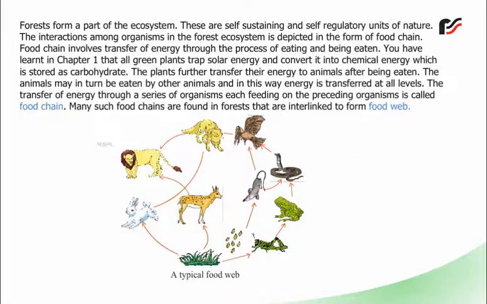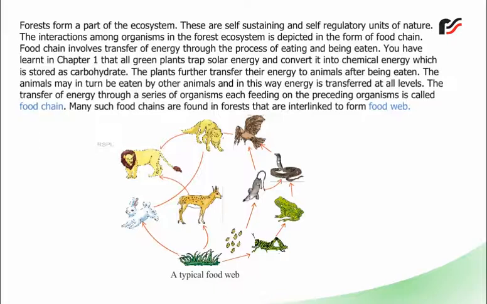Food chain involves transfer of energy through the process of eating and being eaten. You have learnt in chapter 1 that all green plants trap solar energy and convert it into chemical energy, which is stored as carbohydrate. The plants further transfer their energy to animals after being eaten. The animals may in turn be eaten by other animals, and in this way energy is transferred at all levels. The transfer of energy through a series of organisms, each feeding on the preceding organisms, is called a food chain.